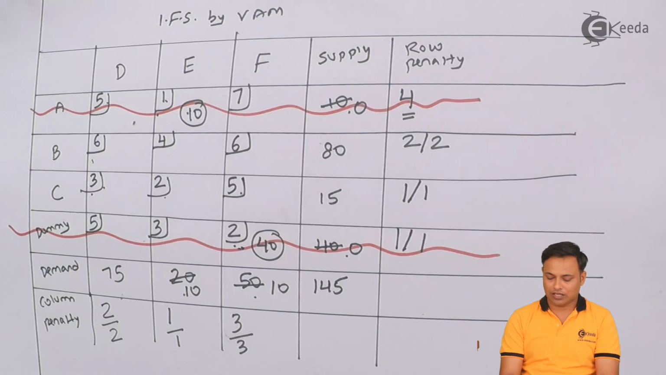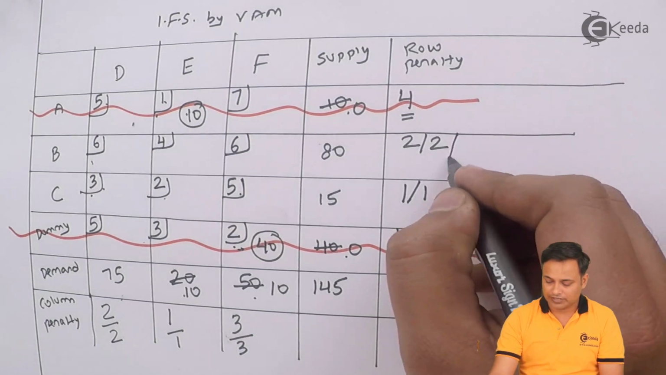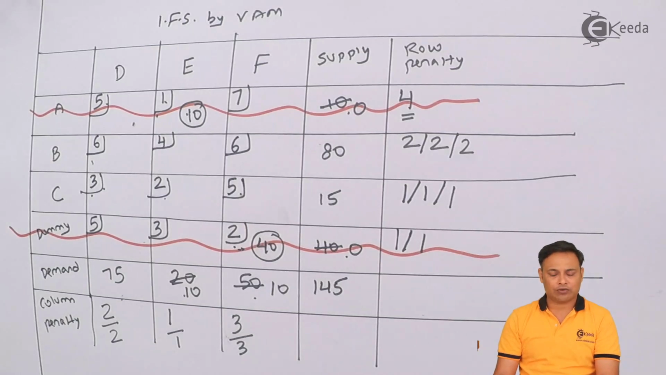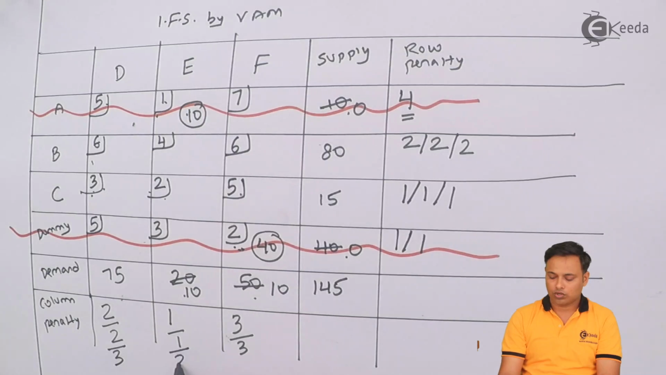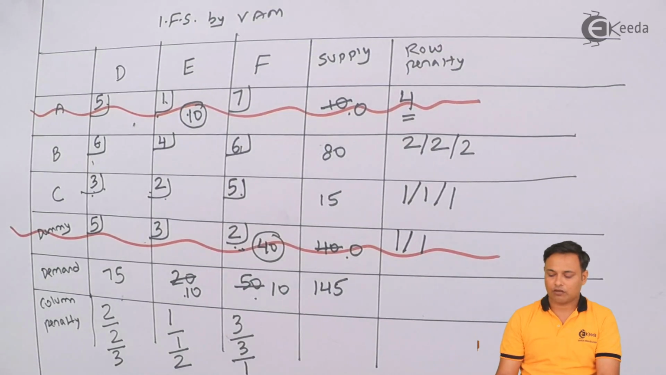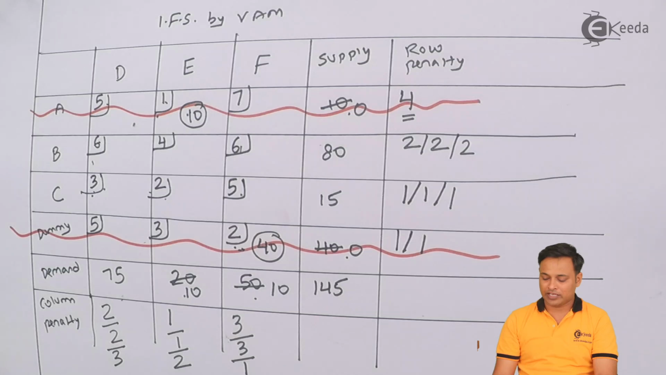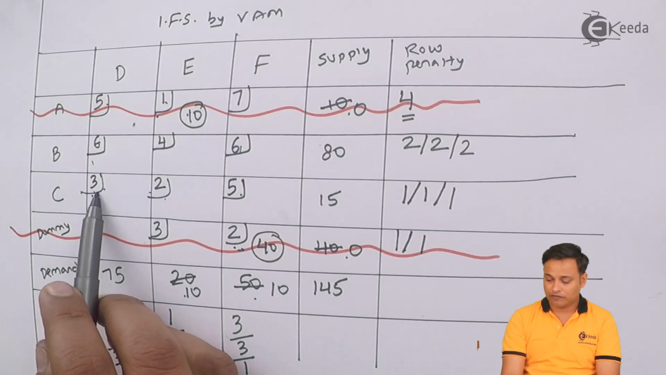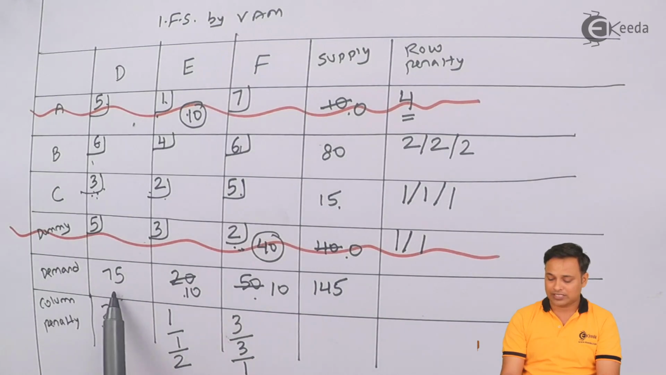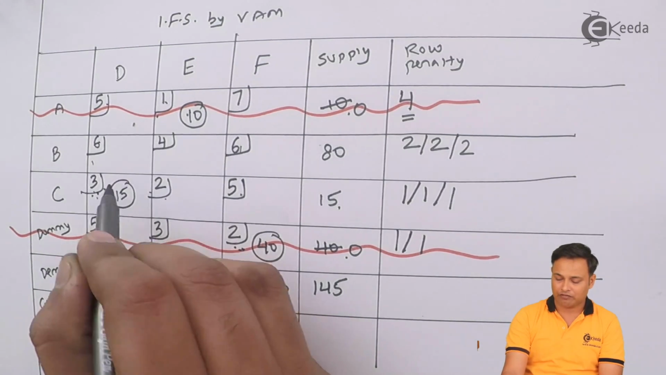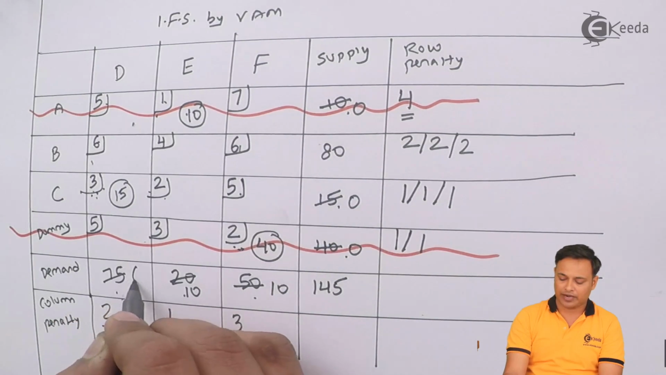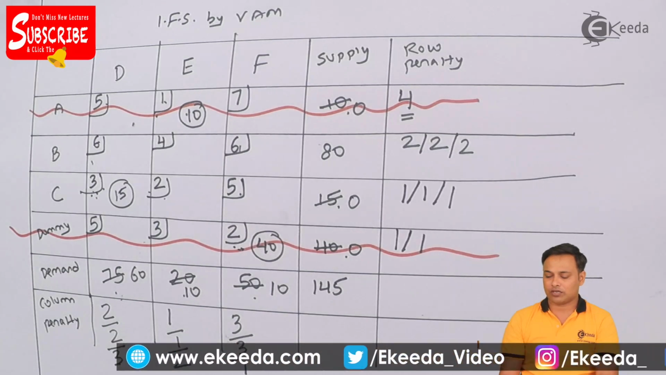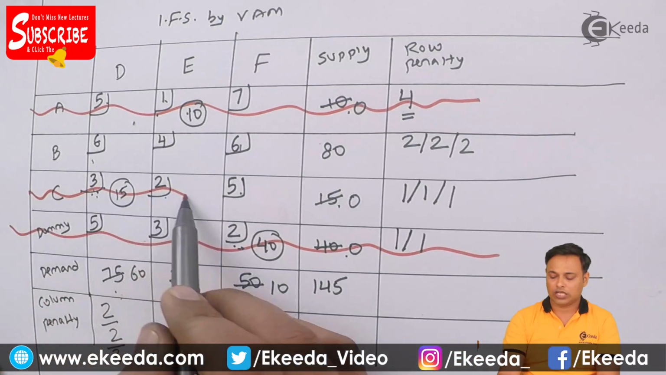Now, since I cancelled the row, my row penalties will remain same, and I will recalculate the column penalties. 6 and 3, 3. 4 and 2, 2. 6 and 5, 1. So you observe that my highest penalty at this stage is 3, and at 3 the lowest cost is 3, when my supply is 15 and my demand is 75. So 15 or 75, whichever is less is 15. 15 minus 15, it will be 0. 75 minus 15, it will be 60. Since I got a 0 in the third row, I'll cancel this row.